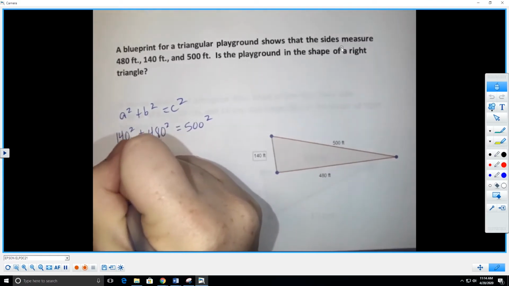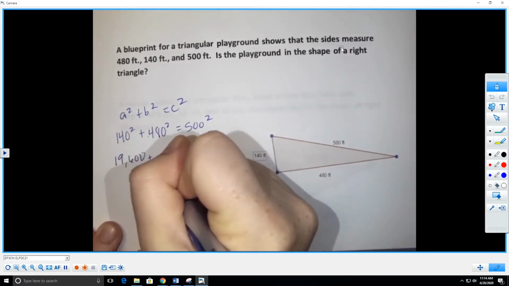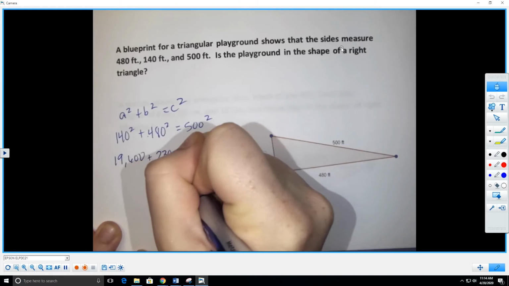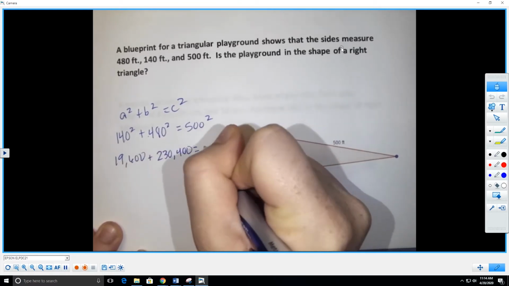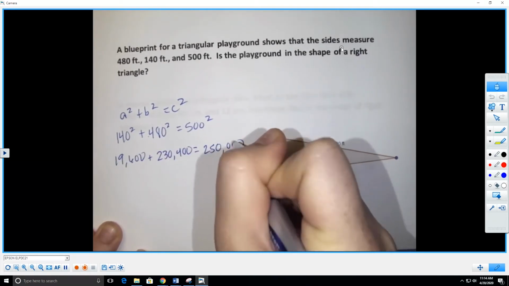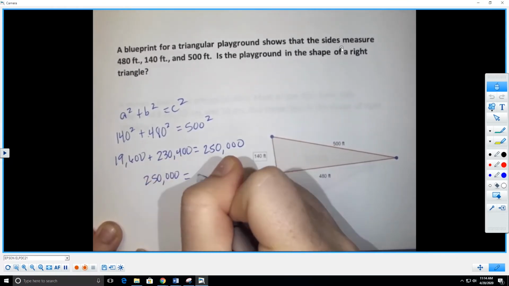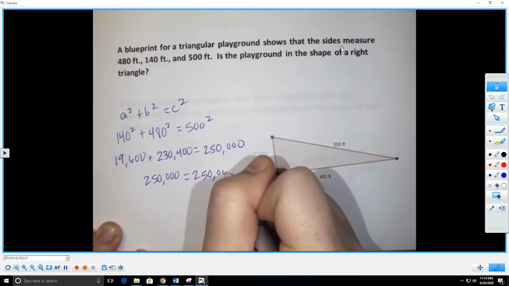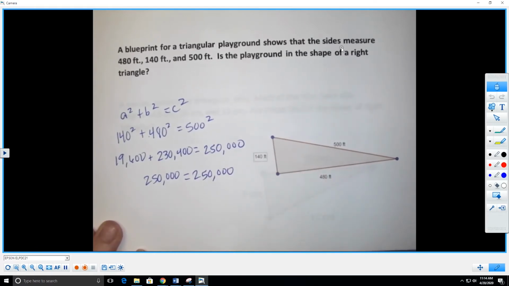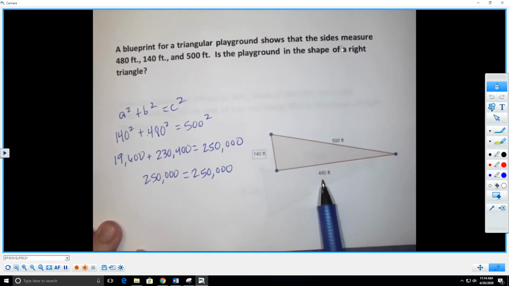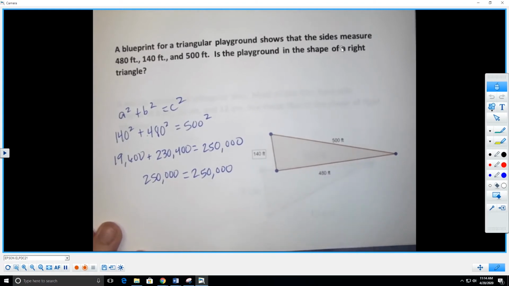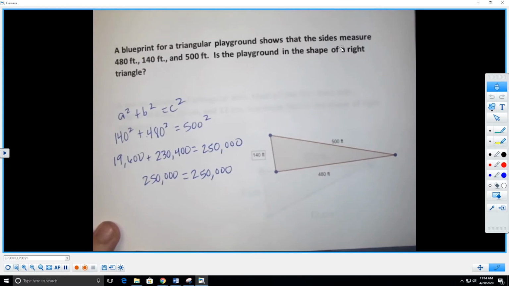So I have 19,600 plus 230,400 equals 250,000. So I'm going to add those two together and I get 250,000 is equal to 250,000, which is a true statement. So we can see that this statement is true. Therefore, a triangle with side lengths 140, 480, and 500 is a right triangle. Great work. Now let's practice a couple more.